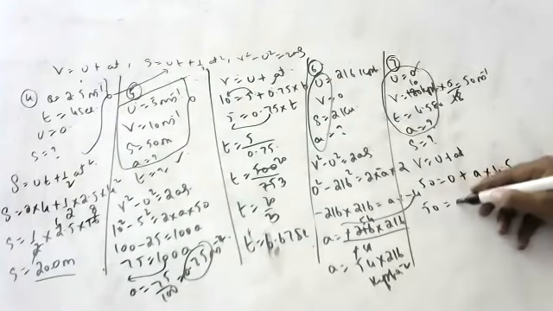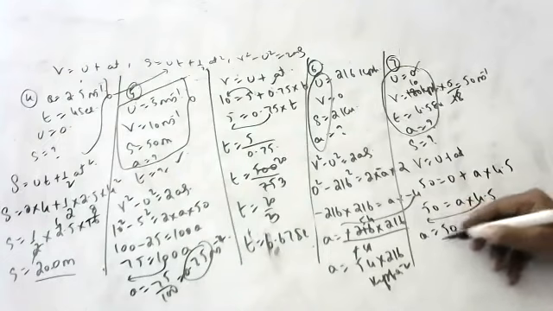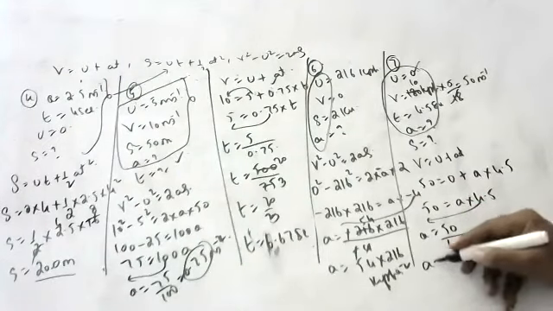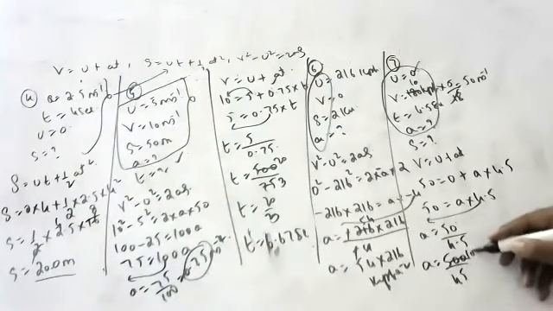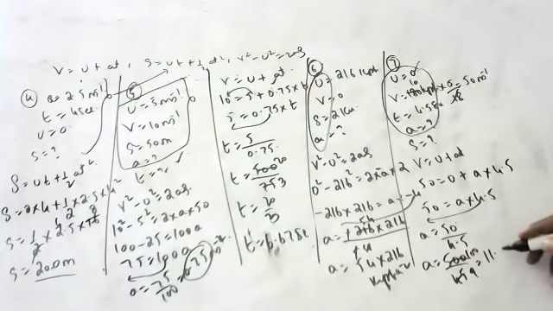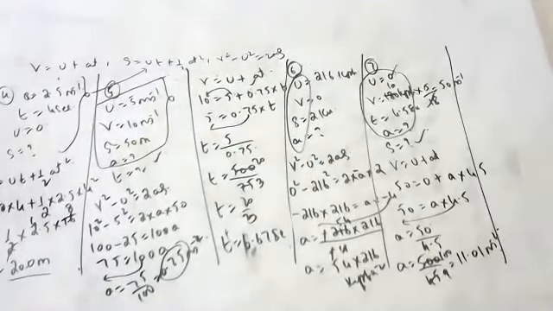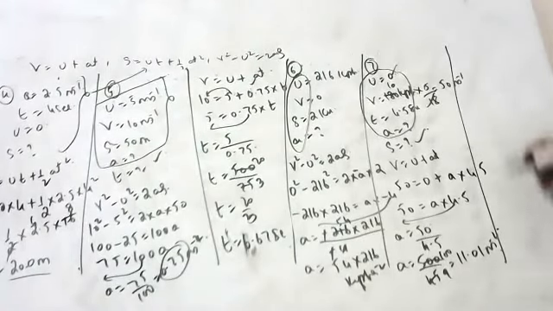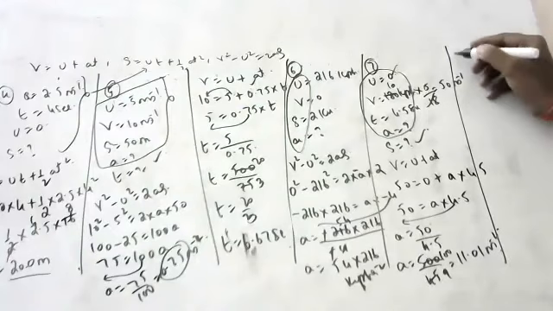50 is equal to a into 4.5. A is equal to 50 by 4.5, a is equal to 500 by 45, a is equal to 100 by 9. That is 11.1 meter per second square. Now, how to find displacement? Hansika is there.